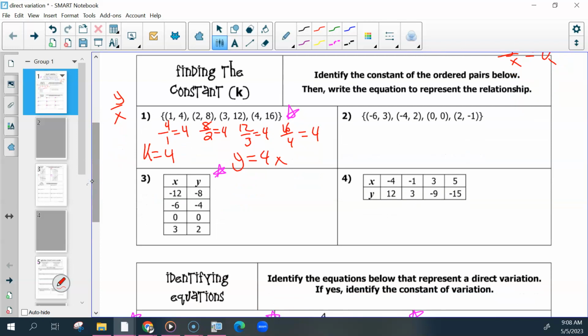As we were going through the SOL review, I kept saying it has to go through the origin. That's another thing that you may see in ordered pairs or tables. Because let's say we start doing the same process. We start dividing -8 over -12. What would that be? And then I keep going, -4 over -6 is also 2 over 3. 0 over 0 isn't that, though, as a special case.